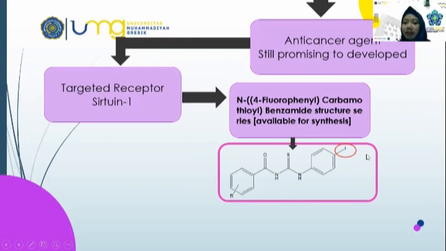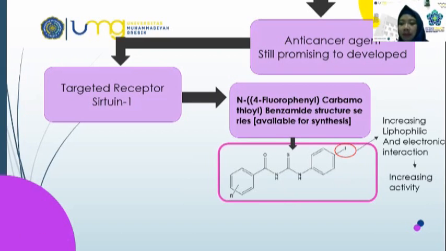This is the structure of N4 phenyl carbamatiol benzamide that has fluorine and thiol in the structure. The structure is very similar to other anti-cancer agents that are well known in the world, and one of them is a new development for CYP21. Why am I using this structure? Because it has a fluorine moiety. That fluorine moiety can increase lipophilic and electronic interaction, so that it will increase the anti-cancer activity.